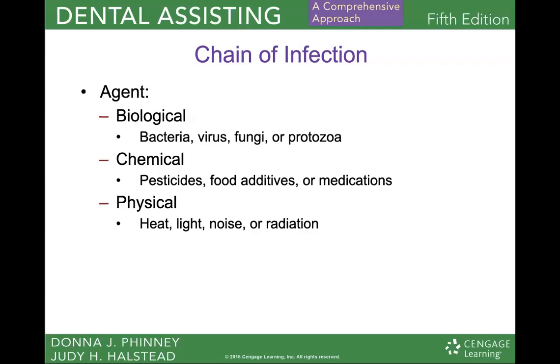An illustration of the chain of infection can be found in figure 11-1 on page 208, where it starts with the infectious agent. The agent is an entity capable of causing disease. The agent can be biological, so from a living organism, chemical, which is substances that interact with the body, or physical, which is environmental factors that affect the body.